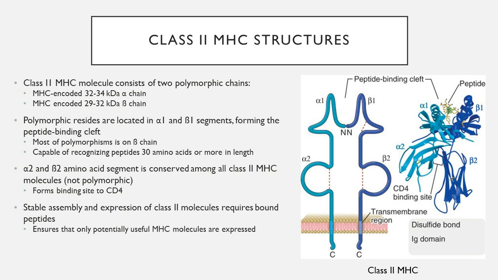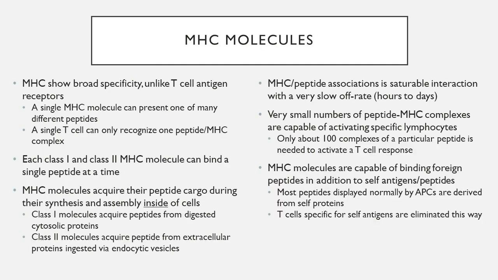And just like class 1 structures, the stable assembly of all class 2 MHCs requires bound peptides. So you would never find a fully intact class 2 MHC without a peptide. They don't exist. So now we're going to get into the actual peptide binding to MHC molecules, and I want to give a brief overview of some of the key characteristics of this process.